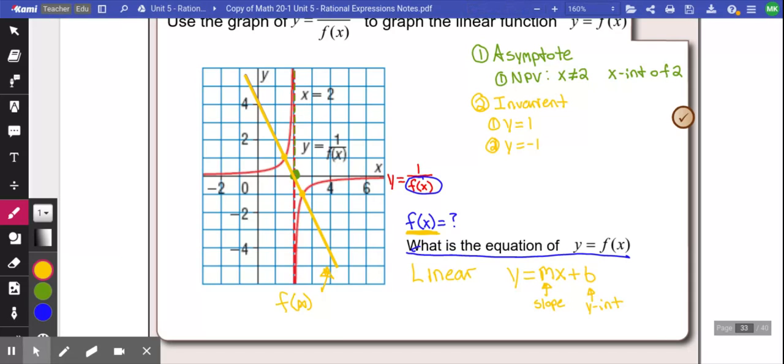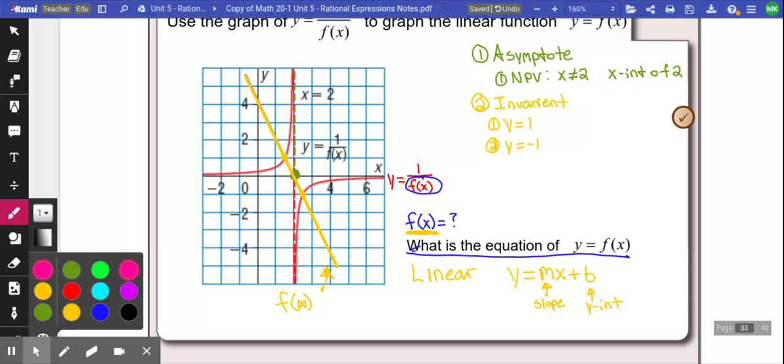On this graph, for my slope, I want to find 2 points that work out nicely. I'm going to pick right here and right here. My rise is -2. My run is 1. That means my slope is negative 2 over 1, or just negative 2.